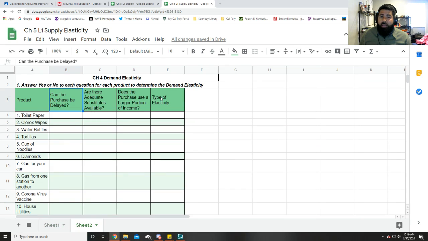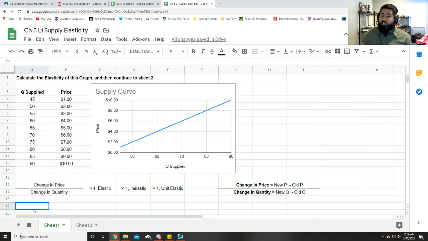So remember back on the demand elasticity, you can ask these 3 questions. Can the purchase be delayed? Are there adequate substitutes? And does the purchase take a large portion of your income? And usually you can just answer yes, yes, and no, and you can identify whether that's elastic or not. Unfortunately, for supply, for products that produce or supply, it's not that easy.